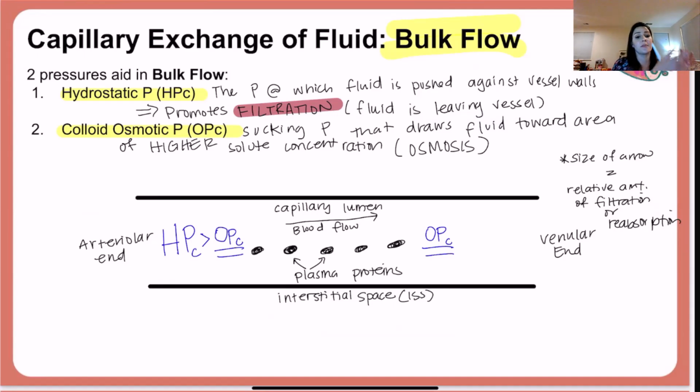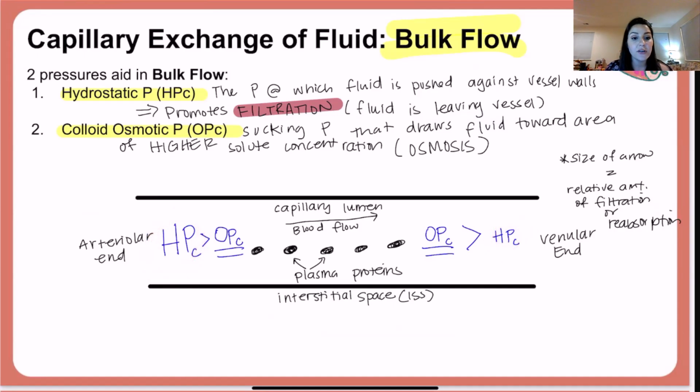But what happens from the arteriolar end to the venular end of a capillary bed is that we really decrease our blood pressure, our hydrostatic pressure. So the pressure at the venular end pushing on the vessel walls is just weaker, because we've passed through this whole meandering thing of capillaries. It takes a minute. So at the venular end, that HPC is actually smaller. So the osmotic pressure is bigger on the venular end. Notice the size that I'm drawing.